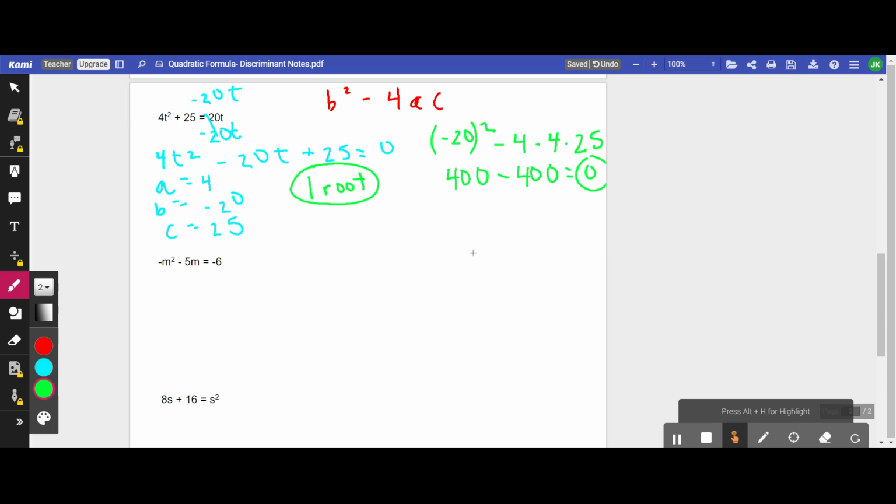That means like if you were to graph it, once it touches here, it will come right back up because it would look something like that. And you'll just have 1 root.